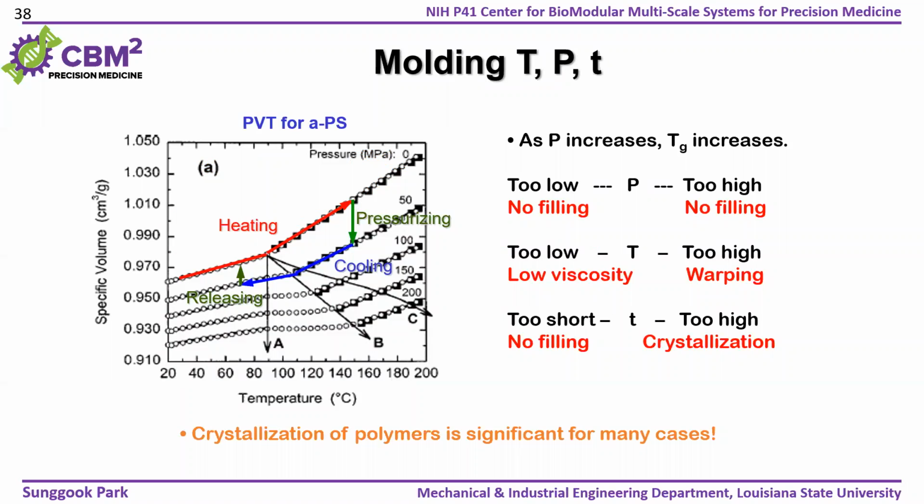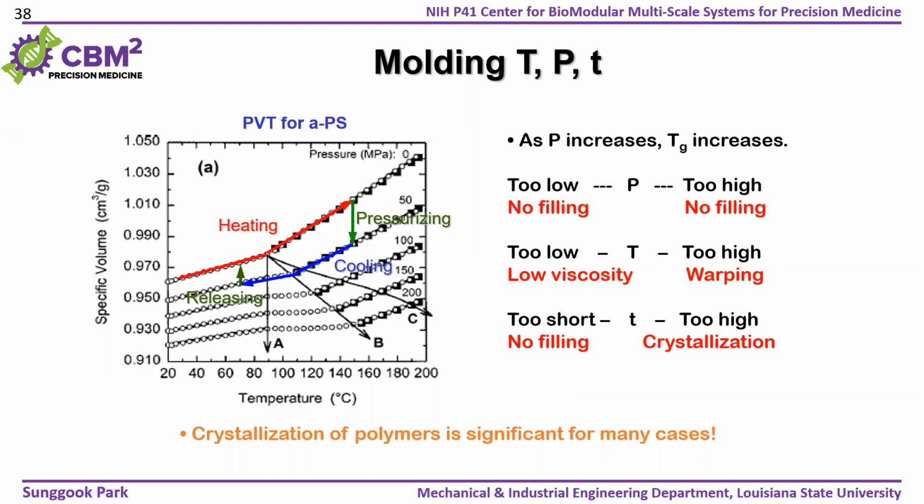So this is the last slide. We need to control molding temperature, pressure, and time. This curve shows typical specific volume versus temperature, in this case for amorphous polystyrene, but that applies to most polymers. Where the slope is changing, this part is Tg. And they show it at different pressures.